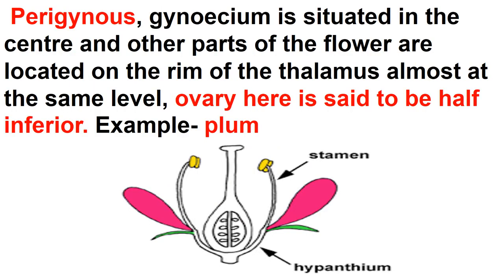Next type of flower is perigynous flower. In perigynous flower, gynoecium is situated in the center, and other parts of the flower like calyx, corolla and androecium are located on the rim of thalamus almost at the same level. Okay, so here all the parts are at same level. But what is the difference? Gynoecium is present in the center, right?